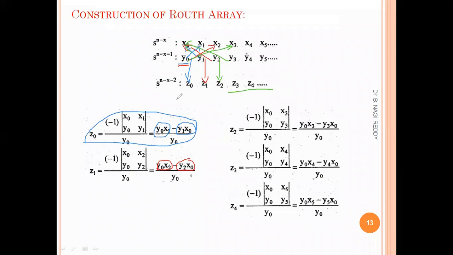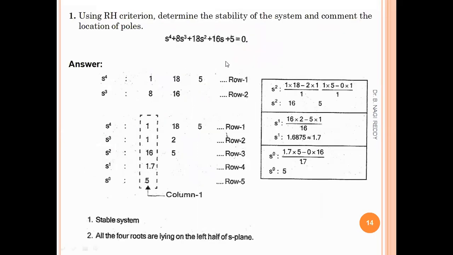And for the next row also, you know Z0, you know Y1, you know Z1, you know Y0. So for the next row, you will get Z0 into Y1 minus Z1 into Y0, divided by Z0. So this is the process of calculating the next row coefficients. This process will be clear when you solve a problem. So in the next class, we will solve this example.